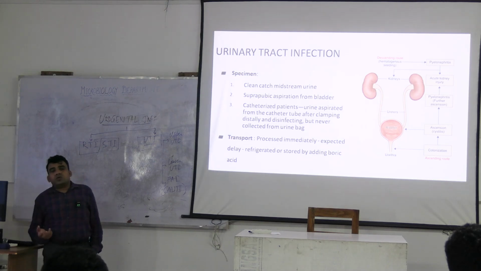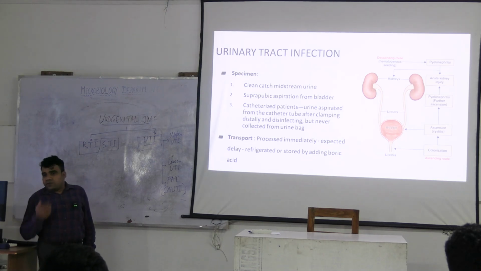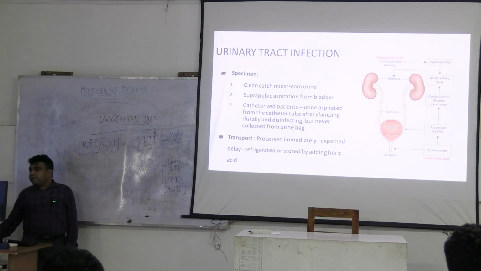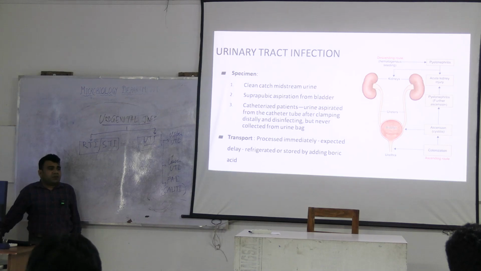So how can we delineate? Obviously the sample would very commonly be urine. How can we collect the urine? We can collect the urine by many processes. First, the best example is to ask the patient to void the sample of urine.